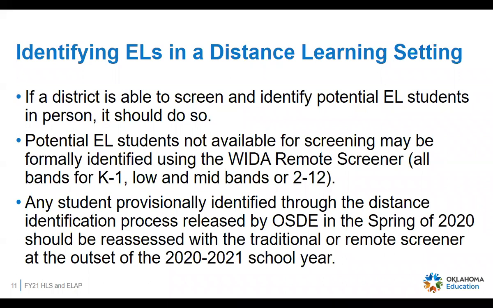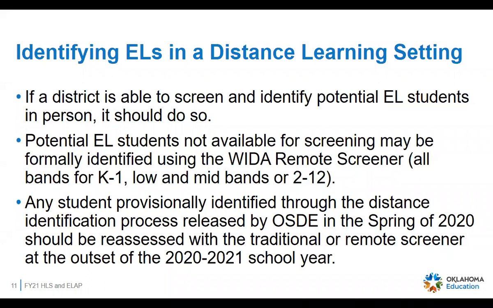Okay, identifying English learners in a distance learning setting. This is a timely topic, I think of interest to a lot of people this year. If a district is unable to screen and identify potential English learning students in person, it should do so. So if you can screen them in person, please do. Potential English learning students who are not available for screening may be formally identified using the WIDA remote screener. That would be using all bands for K-1, low and mid bands for 2 to 12.